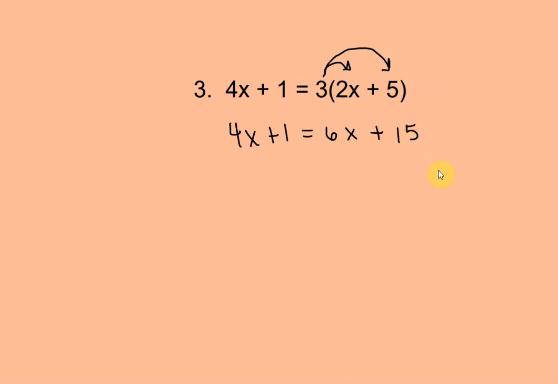Once again, we have an x on both sides and a constant on both sides. It doesn't matter what we move first. I'm going to move the 1. That's plus 1, so I'm going to minus 1. And that gives me 4x equals 6x plus 14. Now I need to get the x's together. Which x should I move? Not the 4x because that would get me lopsided. I need to move the 6x.